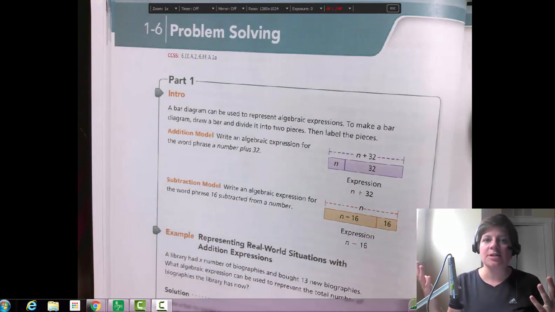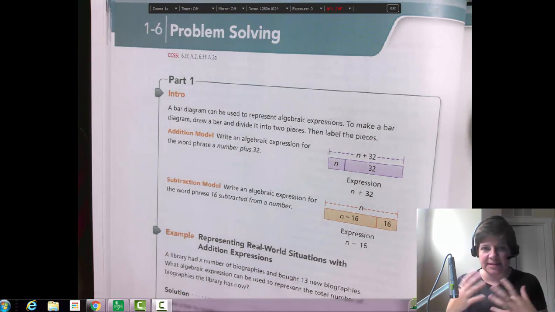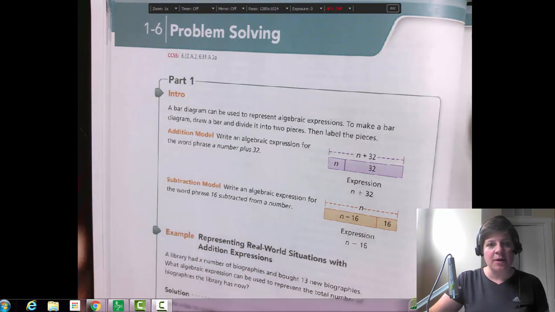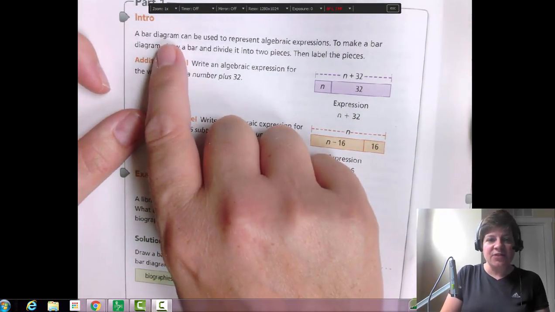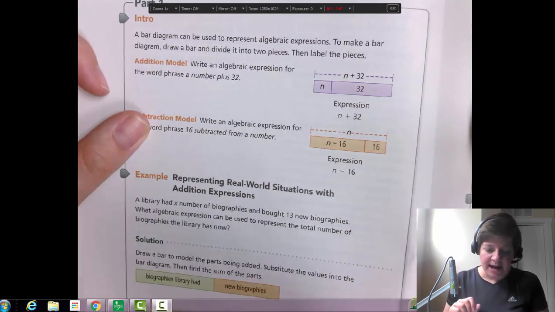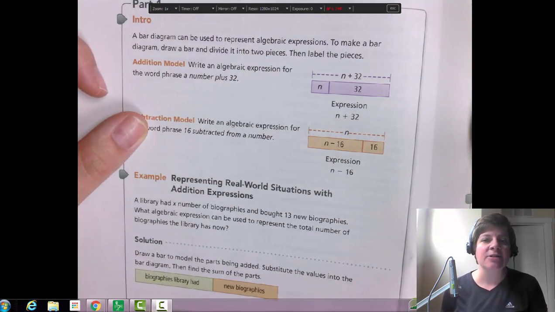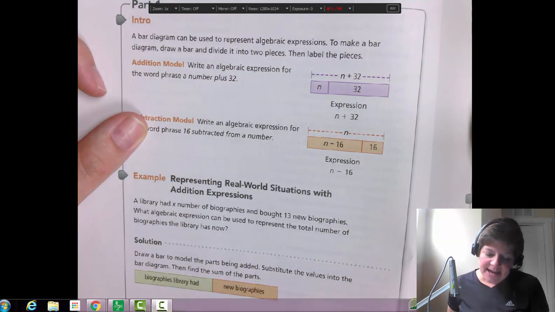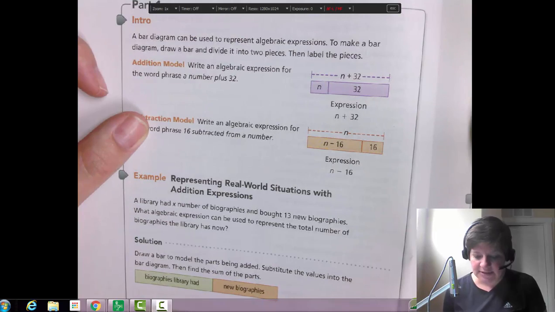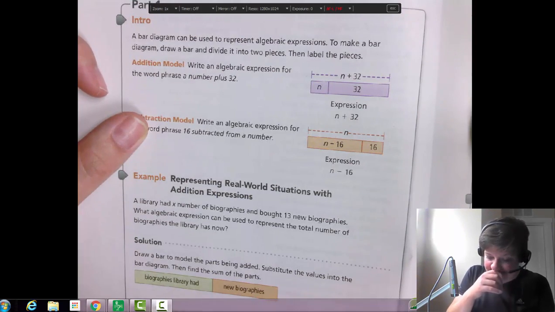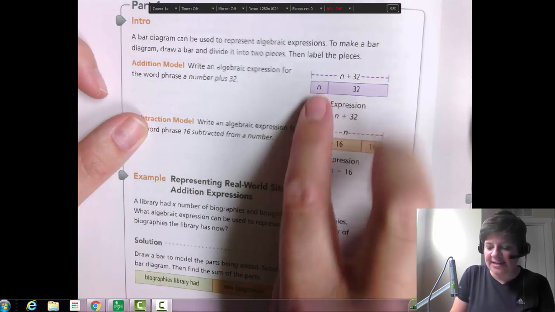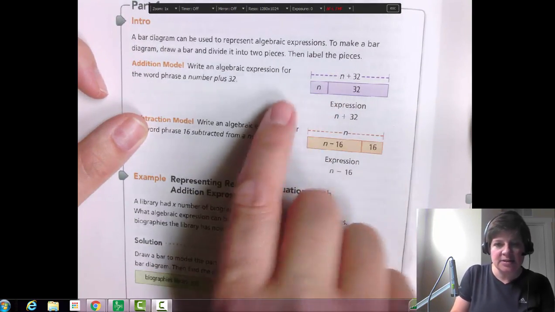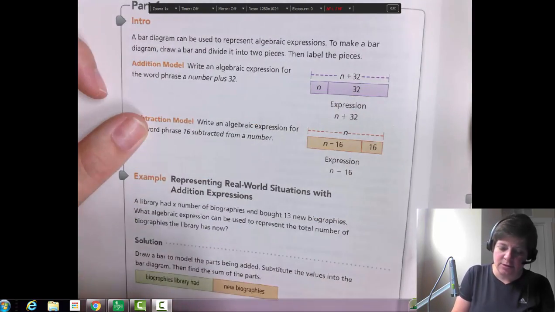But I want to make sure, especially for the first time we're doing something in the problem solving, that I made a video to help you be a little more successful. So let's look at this first example here. A bar diagram can be used to represent an algebraic expression. To make a bar diagram, draw a bar and divide it into 2 pieces. Then label the pieces. So we have a bar and they have drawn the little line that divided it into 2 pieces, and let's read where they got this n and this 32 from.